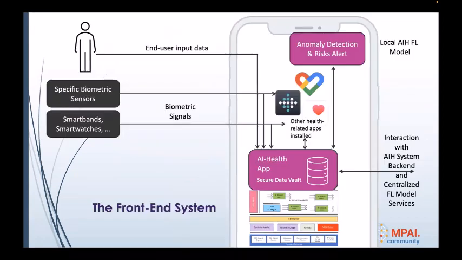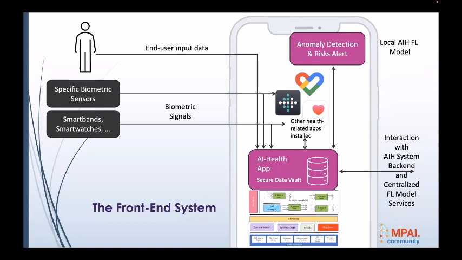Let me talk a little bit more about the front-end system here. So basically, the user, as you can see here, has the ability to do many things. First of all, he may be able to log in to sign into the AI system, which is equipped with secure features that initialize a secure data vault within his own device. And a user can also configure the AI health application to connect to other data sources, which are either external or even internal applications.